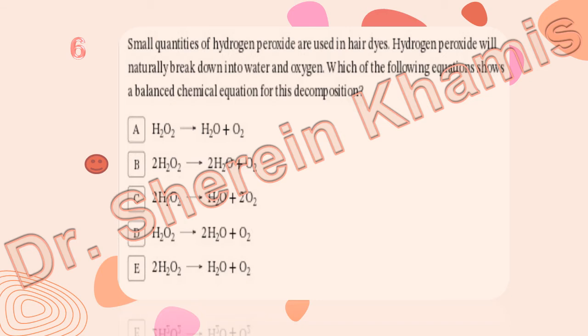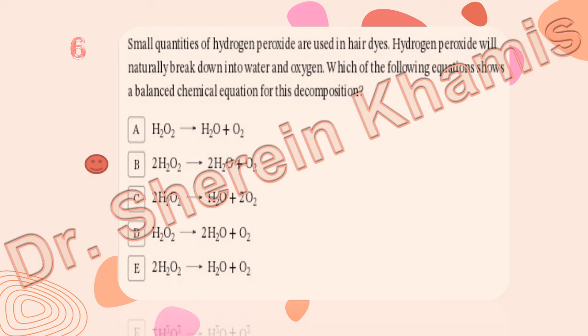Okay, we can complete the others. 2H2O2 gives H2O plus O2. We have here 2 hydrogen only, but in the reactant we have 4. In letter D, we have 2 hydrogen, but in the product we have 4. The last one, E, we have 4 hydrogen, and in the product we have 2.